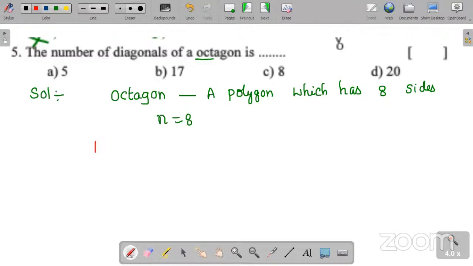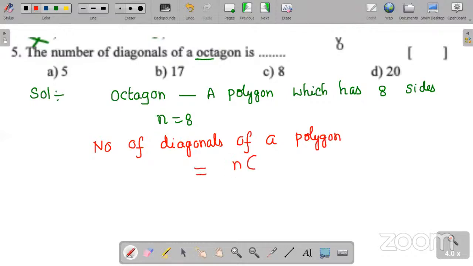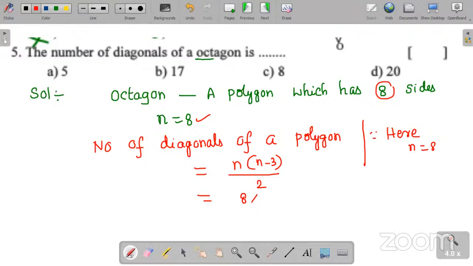So we have the beautiful formula. The number of diagonals of a polygon is given by the formula n times (n minus 3) upon 2. So here, my dear students, remember octagon means it has n sides, so n is equal to 8. Let us substitute: 8 multiplied with 8 minus 3. 8 minus 3 means 5, by 2. So now you can simplify.